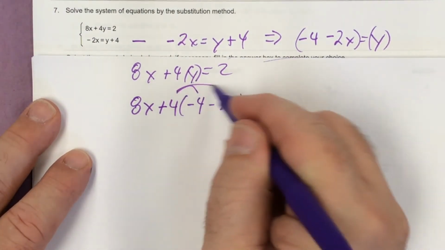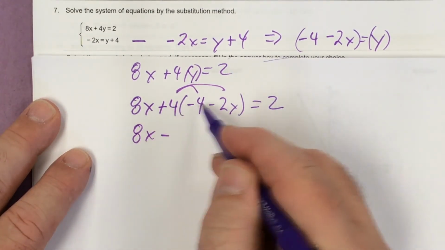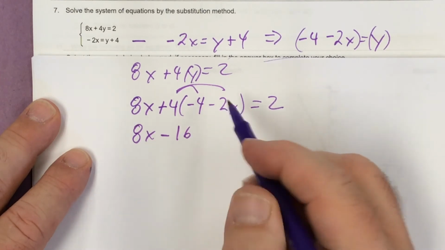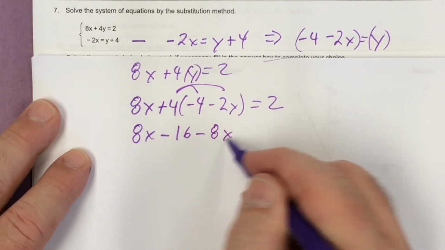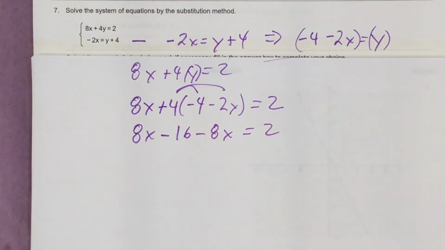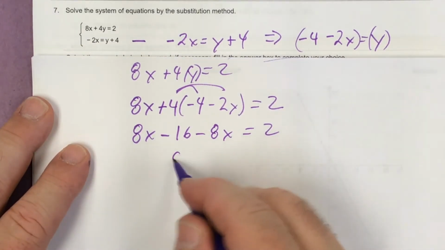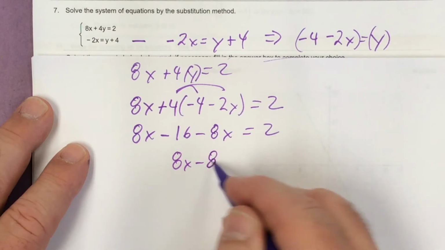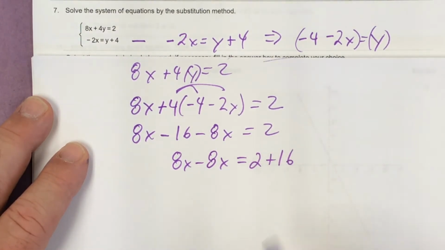And we need to do a little distribution now. So it's going to be 8x, this is going to be now minus 16, plus 4 times negative 2 is going to be negative 8x, and that'll equal 2. Again, on this one, what I'm going to do is move the negative 16 over there. That's going to give me 8x minus 8x equals 2 plus 16.